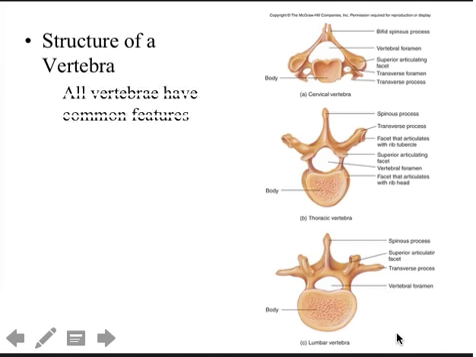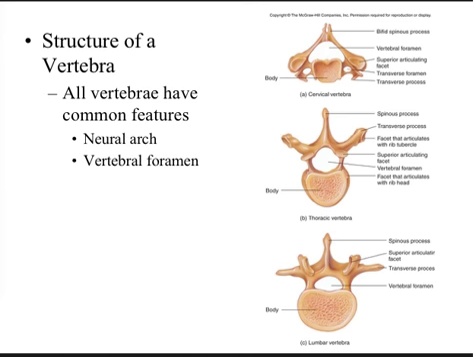This is the structure of a vertebra. All vertebrae have common features. They have a neural arch through which the spinal cord passes, sheathed, of course, by the protective membranes: the dura mater, the arachnoid mater, and the pia mater.